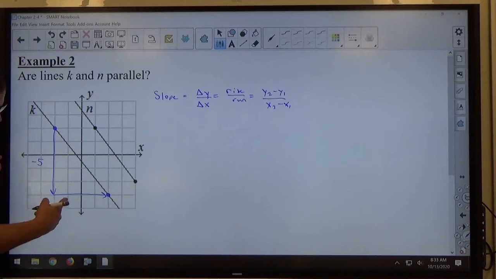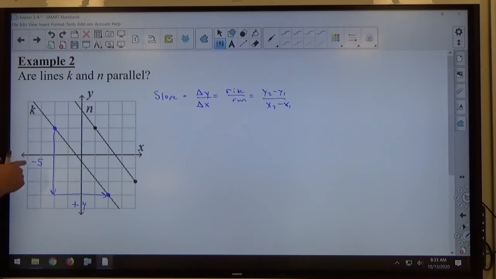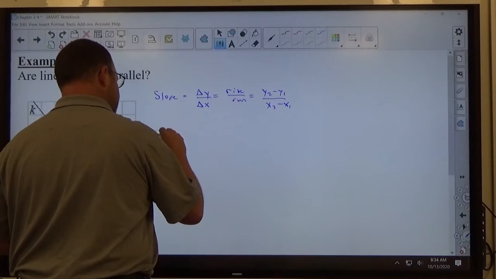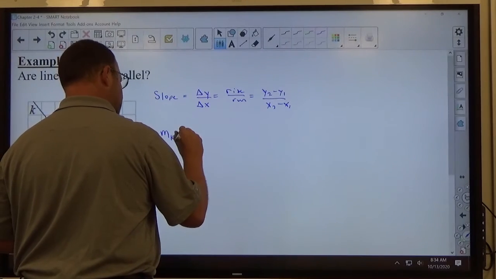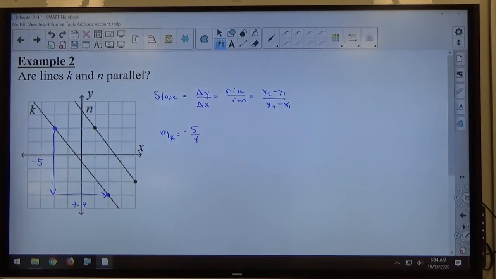I'm going right 1, 2, 3, 4 spaces. Right is positive, so positive 4. So down negative, right positive. My slope, my rise over run here for K is going to be negative 5/4. Typically, the letter M is used to denote slope in a mathematical formula. So M, and I put subscript K, so the slope of line K is negative 5/4. The vertical change, negative 5, over the horizontal change, positive 4.